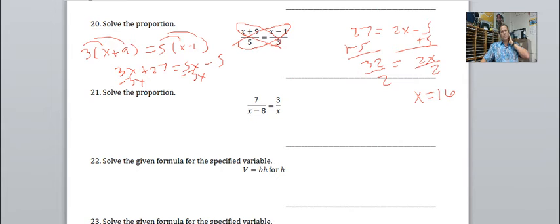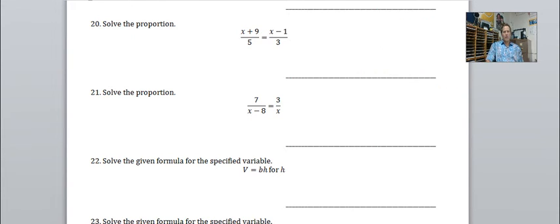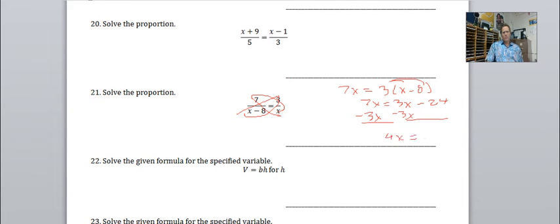Okay, I'm going to clear up some space, so make sure you can pause it or rewind it, but I'm going to clear this really quick, and we're doing the same thing on this one. We're going to get 7x equals, I do these two. I'm going to do 3 parentheses x minus 8. Distribute, 7x equals 3x minus 24. Bring the x all to one side, and we're going to get 4x equals negative 24. Divide both sides by 4, and x is going to equal negative 6.